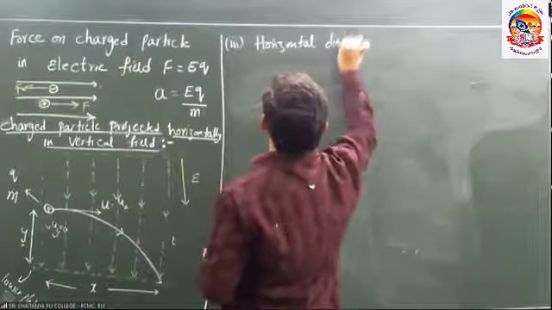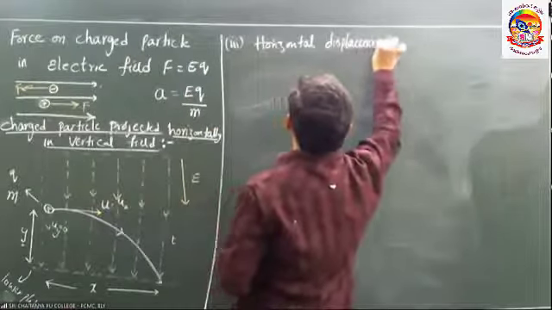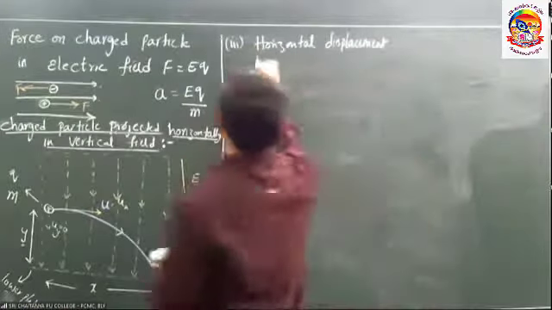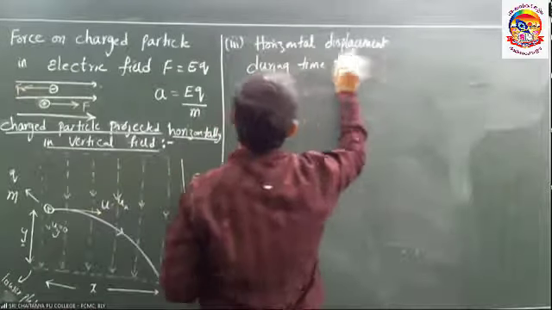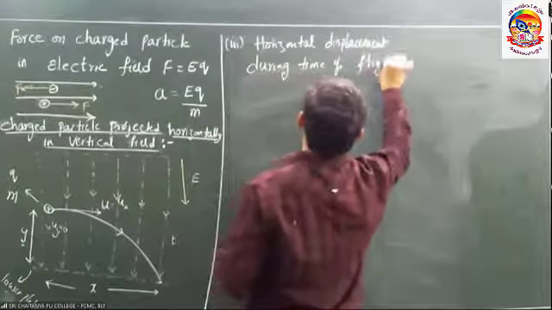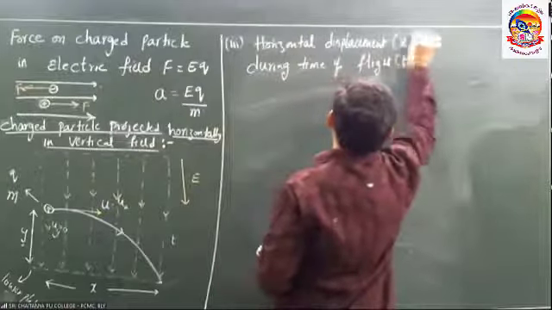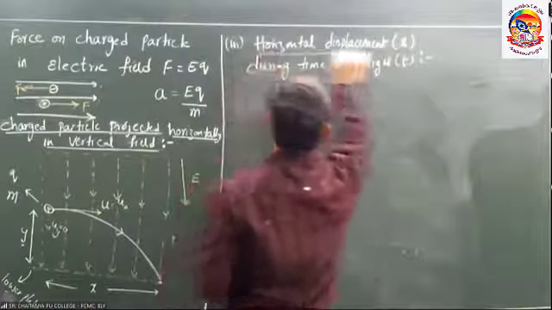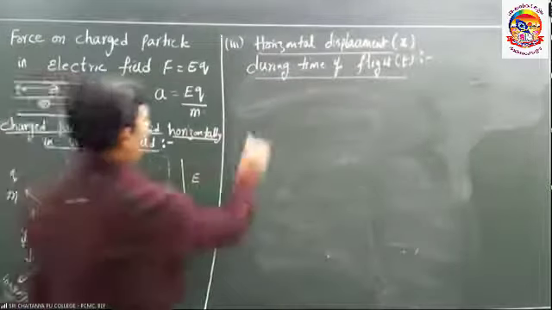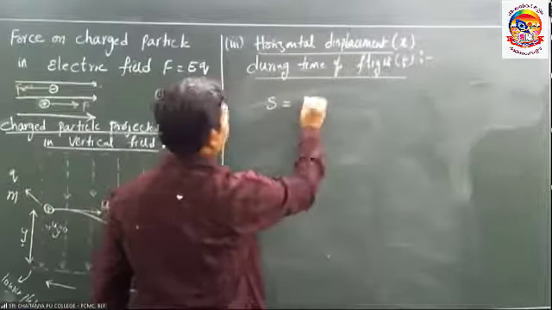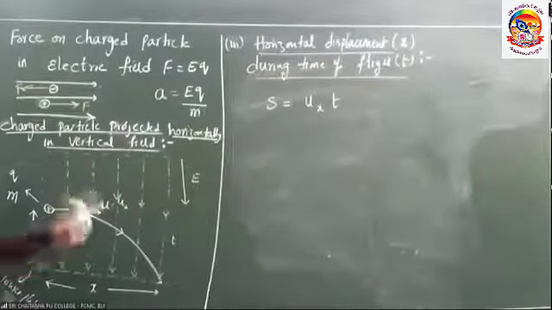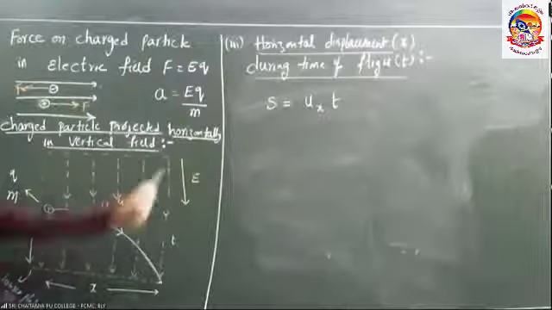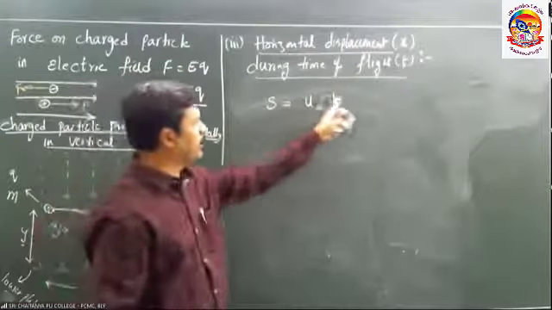Horizontal displacement during time of flight. Yes, horizontal velocity into time, because in the horizontal direction, acceleration is 0. Displacement can be written as velocity into time.